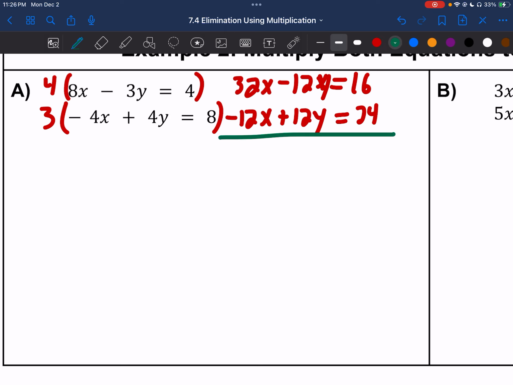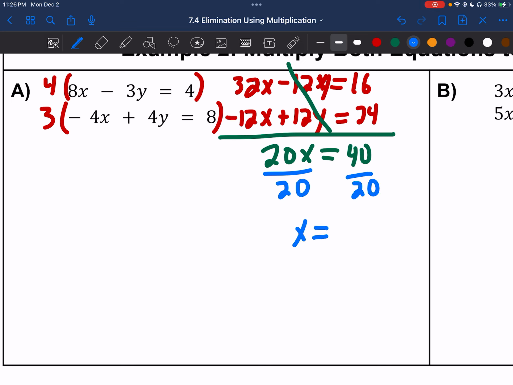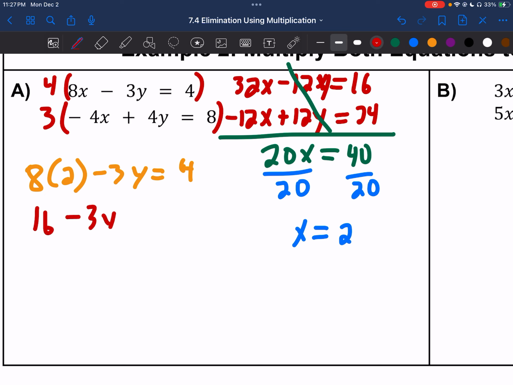Now we need to add these two equations together. 32 plus negative 12 is going to get me 20x. Negative 12y plus 12y cancels out, and 16 plus 24 equals 40, which I can then divide both sides by 20, and I get that x is equal to 2. I'm going to use the top equation and substitute that back in. So we have 8 times 2 minus 3y equals 4. If we go ahead and multiply that, we get 16 minus 3y equals 4.